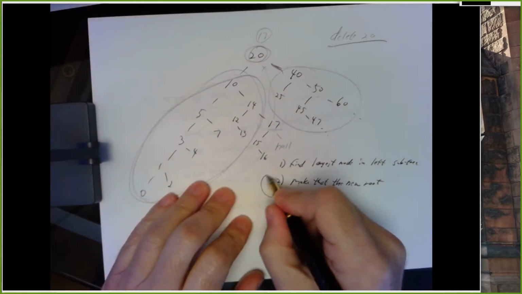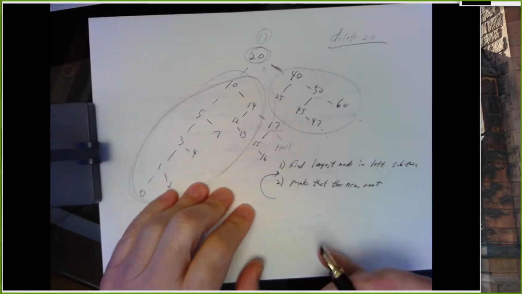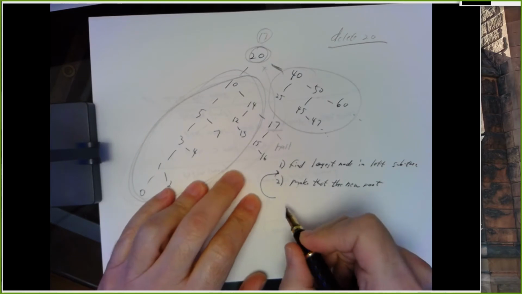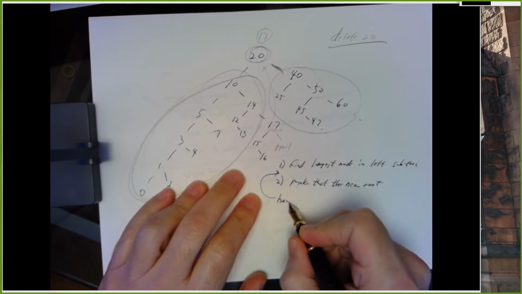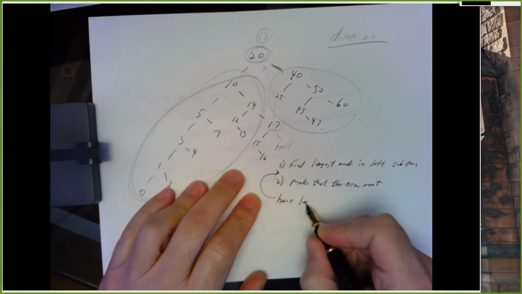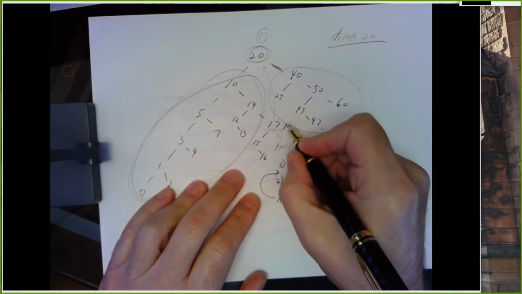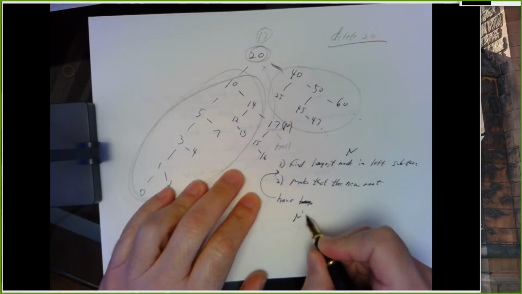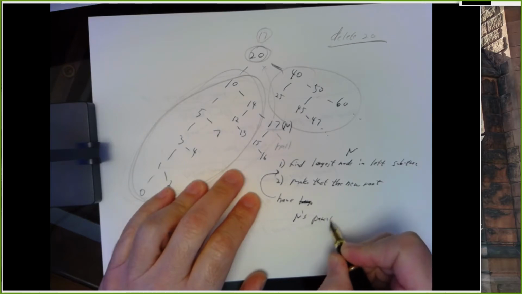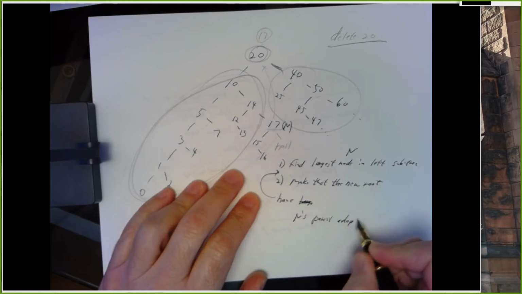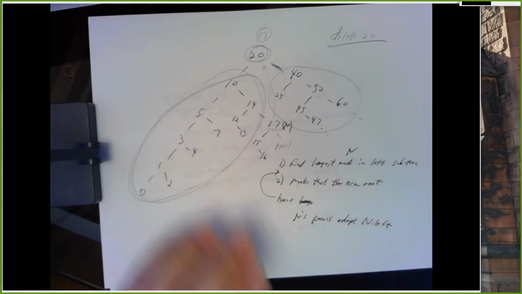So before we move this up to be the root, let me call this largest node n. We can have n's parent adopt n's left subtree.